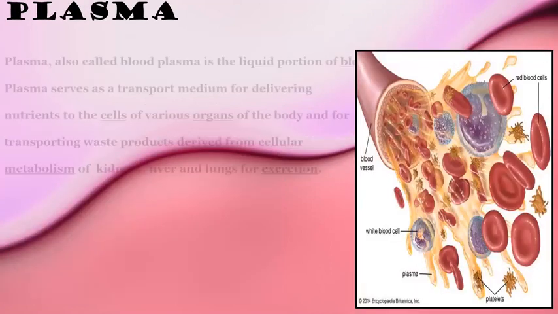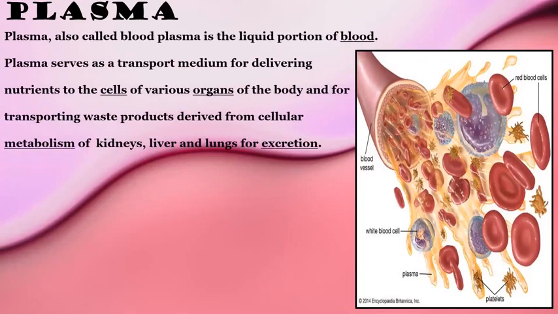Let's talk about plasma in detail. Plasma, also called blood plasma, is the liquid portion of the blood. It is pale yellow in color. It is 90% water and forms 55% of the blood component. Blood plasma is made up of water, salt, fats, proteins, and sugar.